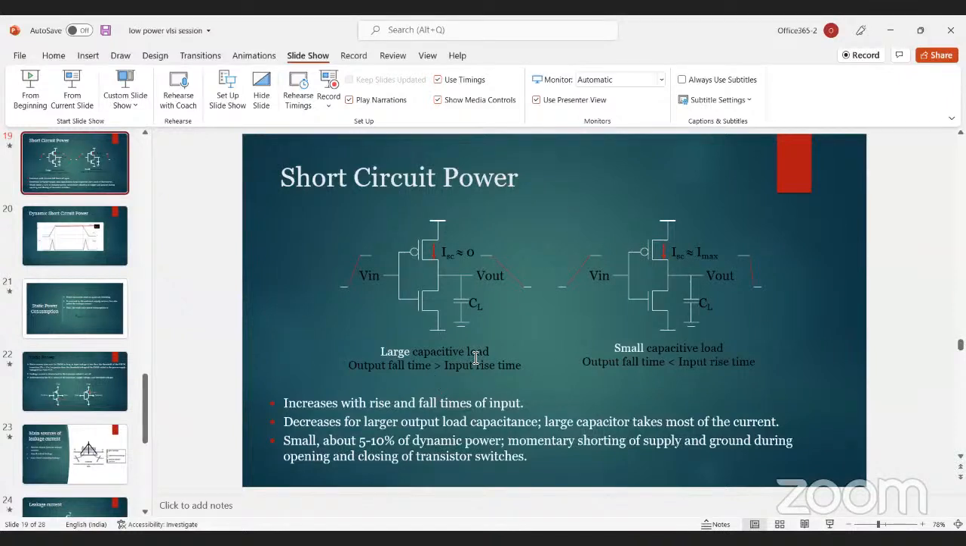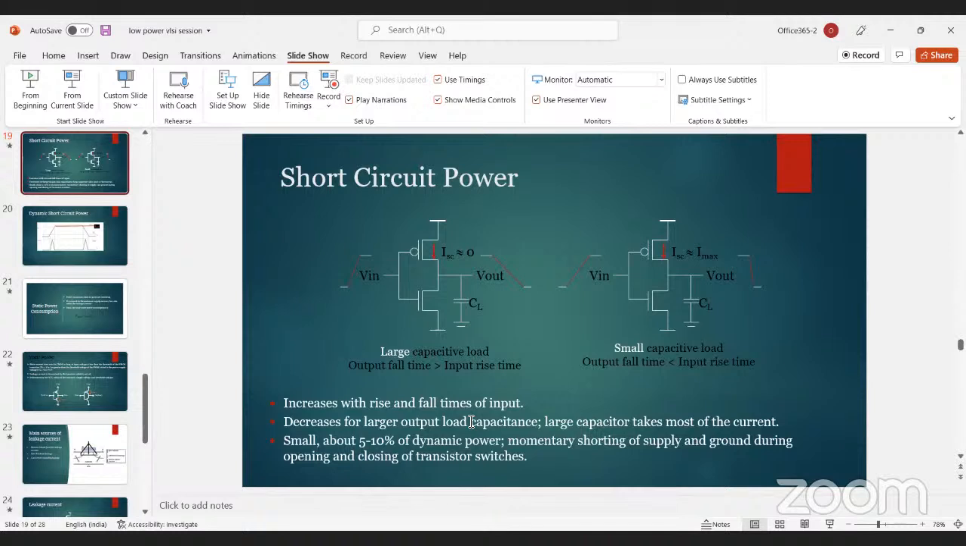See, over here we have discussed that if the capacitive load is large, the output fall time will be greater than the input rise time. That means for a larger output load, most of the current is taken by the load capacitance only. So there is not much current left to go into the ground. At that time, you can decrease the short circuit power.